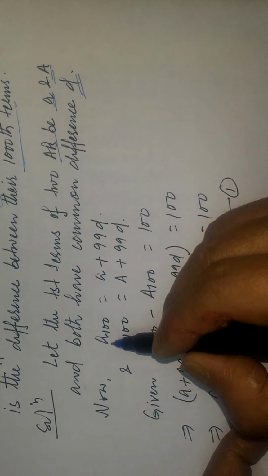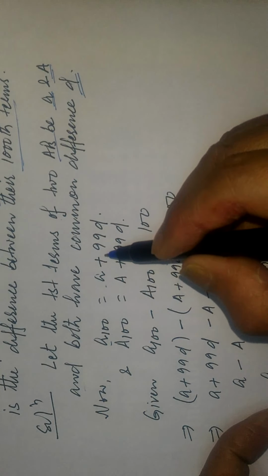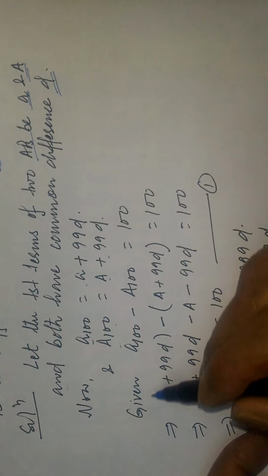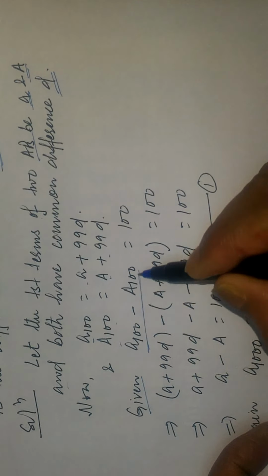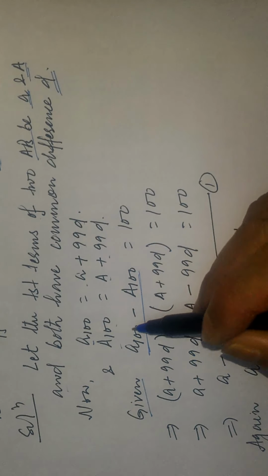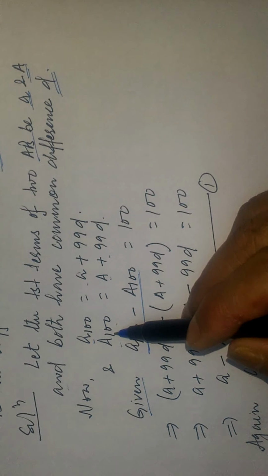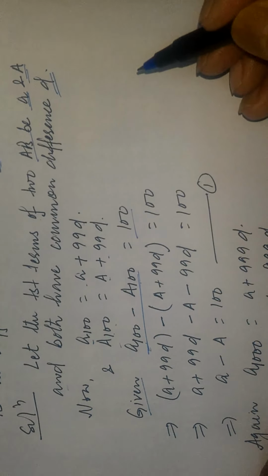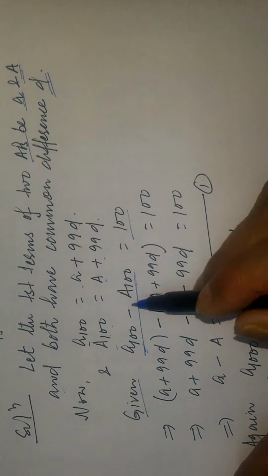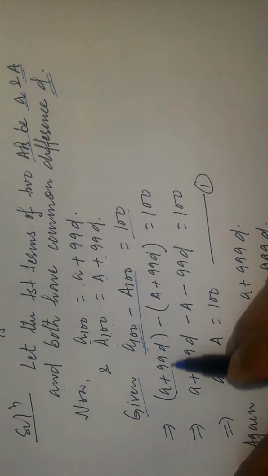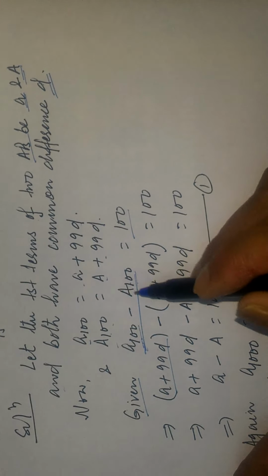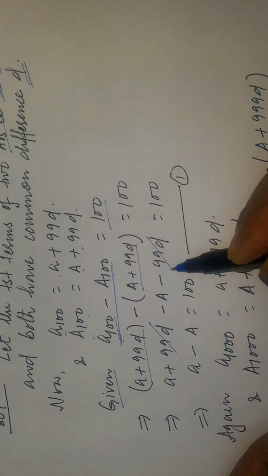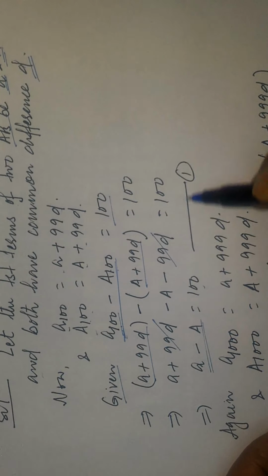So now we can find out a100. So a plus 99d, and capital A100 is capital A plus 99d. Now it is given the difference of these. You can take it either way, whether this is the first or this is second. So the difference means greater minus smaller is 100. It is given to you. So now we'll put the values here, again put the value of a100 here. So minus, and now we are cancelling this part. So we are getting A minus a is equal to 100.